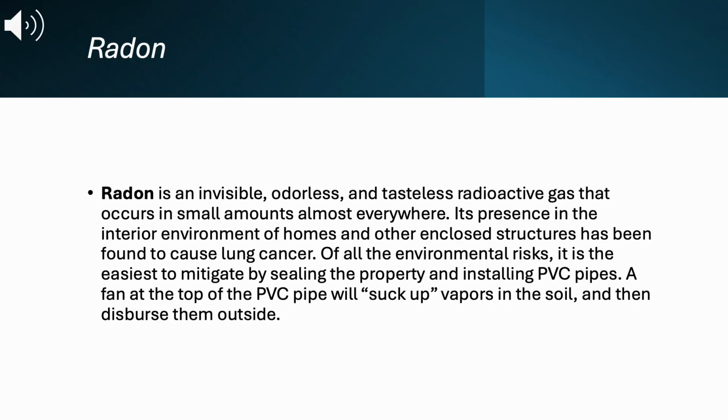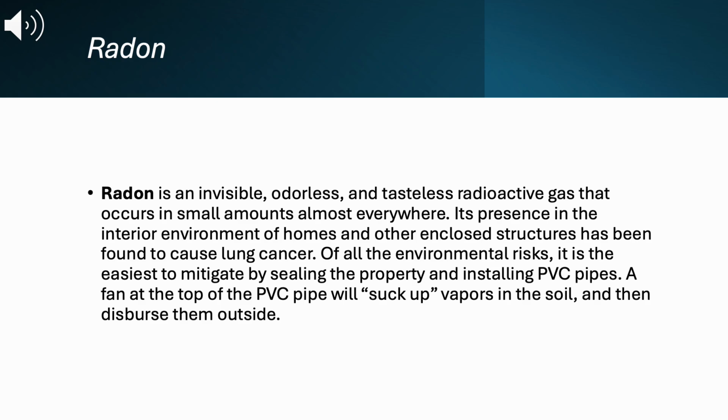Radon. Radon is an invisible, odorless, and tasteless radioactive gas that occurs in small amounts almost everywhere. Its presence in the interior environment of homes and other enclosed structures has been found to cause lung cancer. Of all the environmental risks, it is the easiest to mitigate by sealing the property and installing PVC pipes.